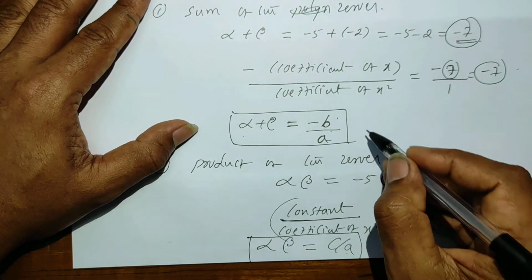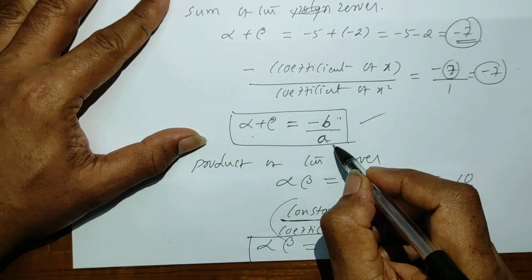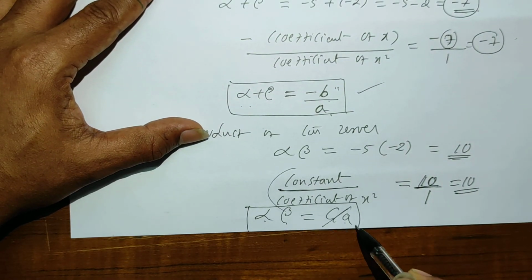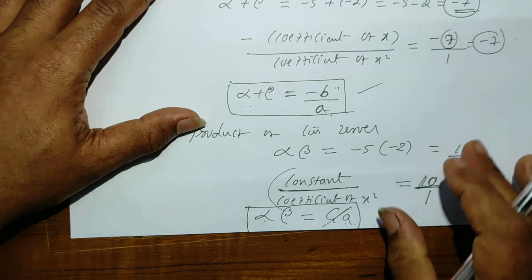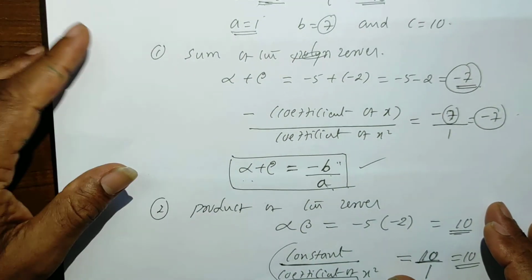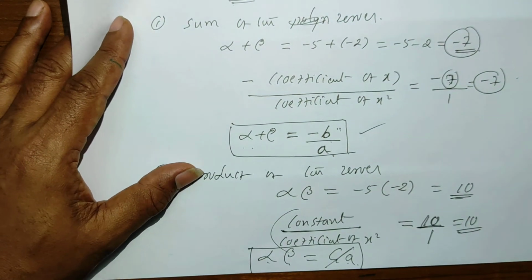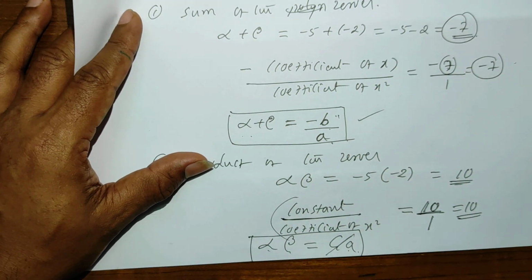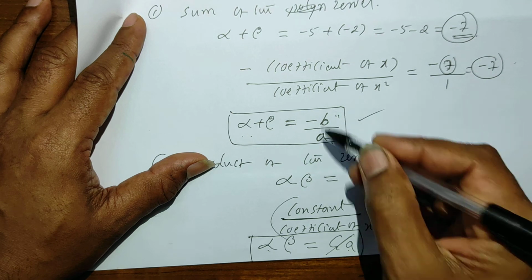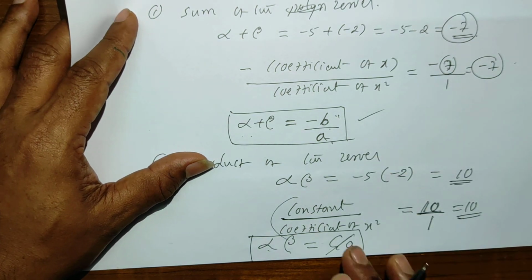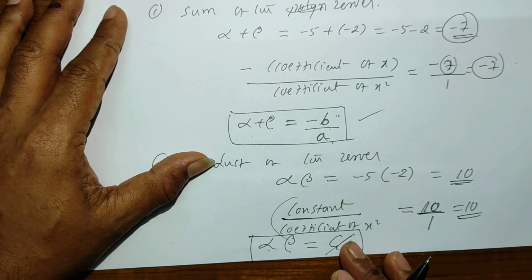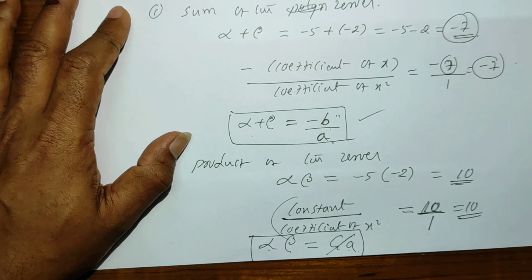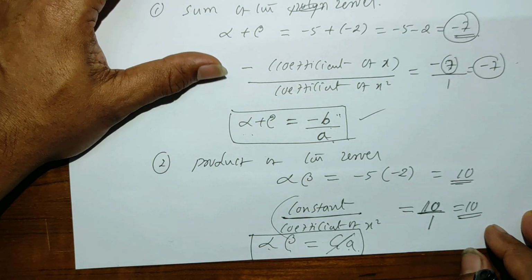So sum of the zeros is minus b by a. Product of the zeros is equal to c by a. So without knowing the zeros, we can write the sum of the zeros and product of the zeros by knowing their coefficients. This is the relationship between zeros and coefficients of the polynomials.